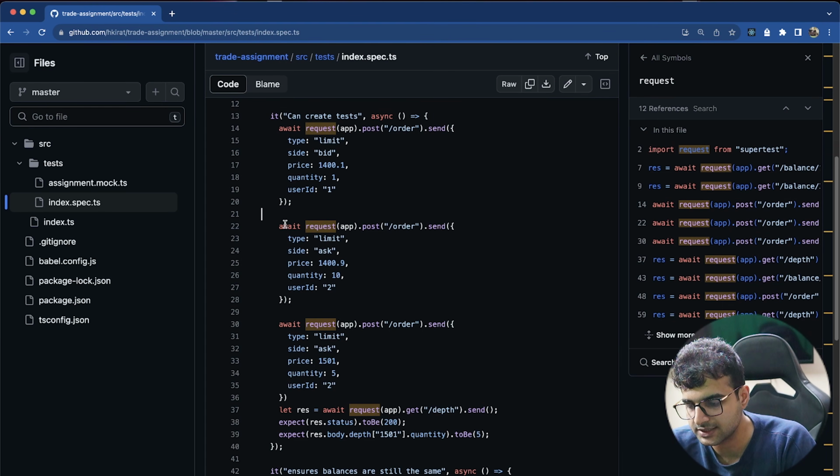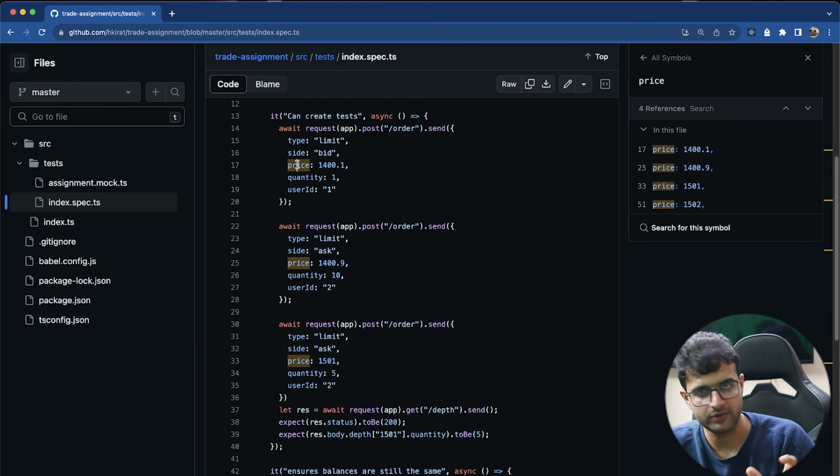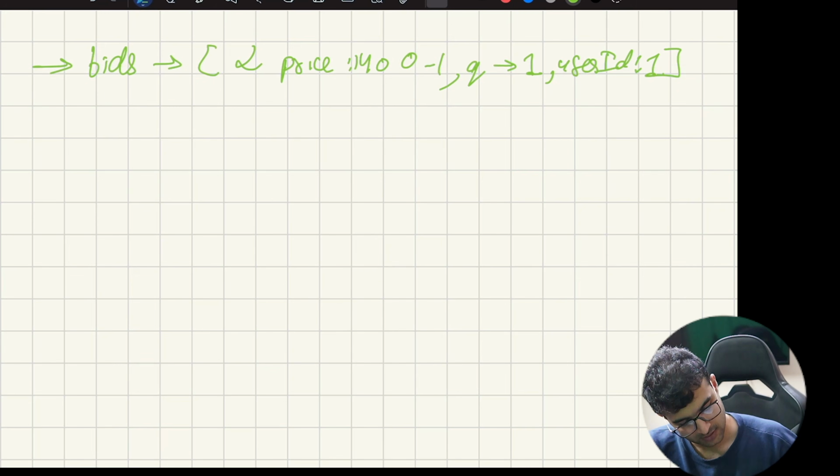And then there are 2 ask requests that we send, one for 1400.9, one for 1500.1. As you can see, this shouldn't match. They're pretty separate. The person who's trying to sell is selling at a much higher price than what one person is trying to bid, which is why we will have a proper order book. No orders have been matched until now. And if I look at the order book after both of these, it will look like this.